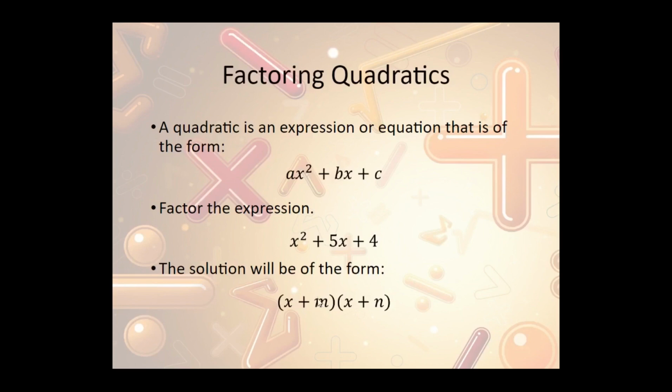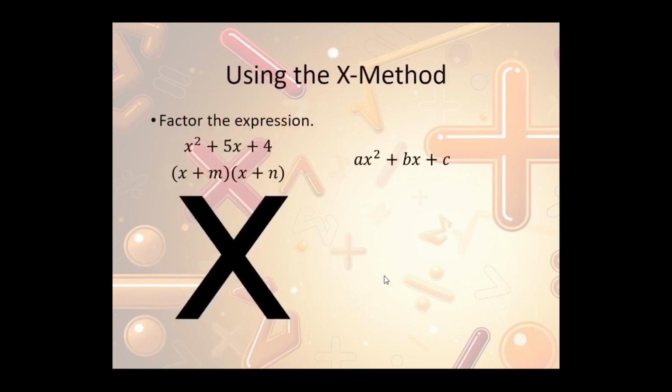So we need to figure out what numbers need to go in these two spots. And the way we do it is by using the x method. So we're looking at the same question, and here's what we do. We place c in the top. So c is 4, so this goes up here. Then we place b in the bottom. b is the middle number, so this goes here.